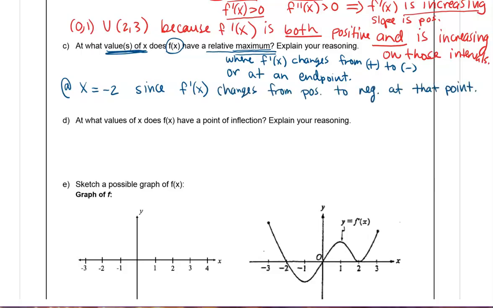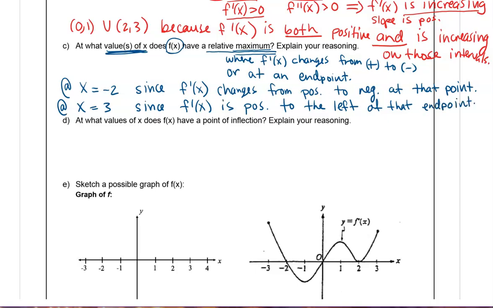So that's the first location. And then also at the right endpoint, x equals 3. And we could just say, since f prime is positive, to the left of that point, that's showing that the function would be increasing all the way until it stopped, making the place where it stopped a relative max. So those two sentences is how we explained our reasoning. And then these were the values of x where f has a relative max.